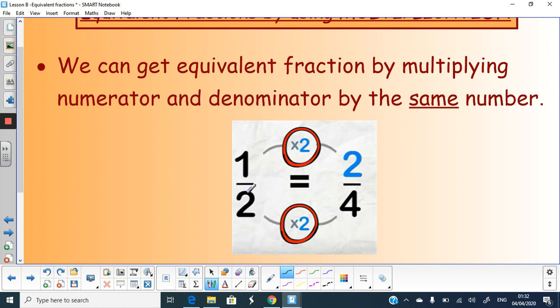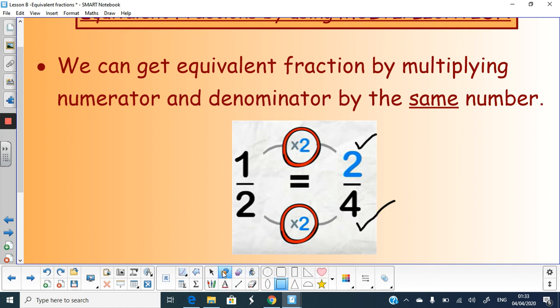in the denominator. I multiplied 1 with 2, so 1 times 2, the answer is 2. And I multiplied 2 with 2, so 2 times 2 is 4. So in this case, I multiplied both the numerator and denominator with the same number, and I got an equivalent fraction. So 2 over 4 is an equivalent fraction of 1 over 2.